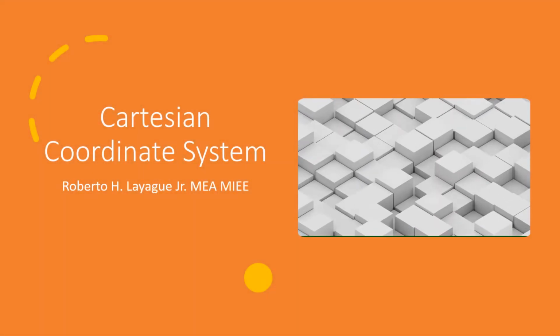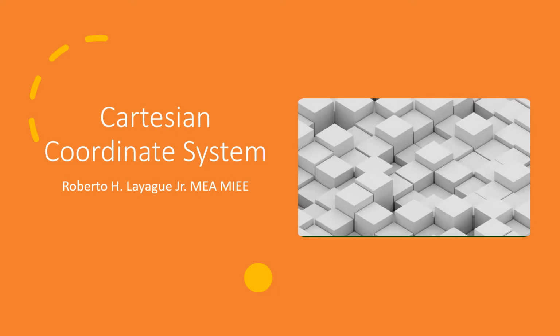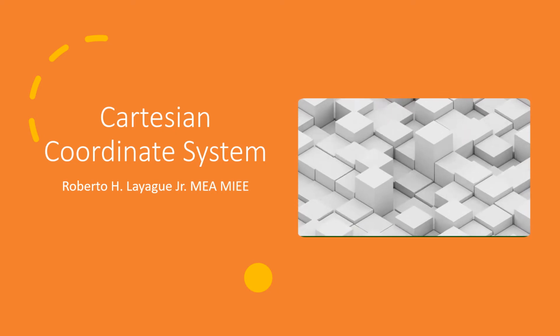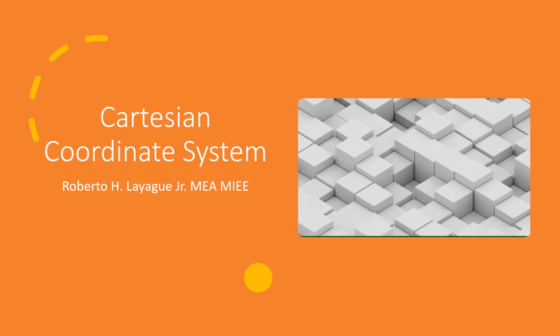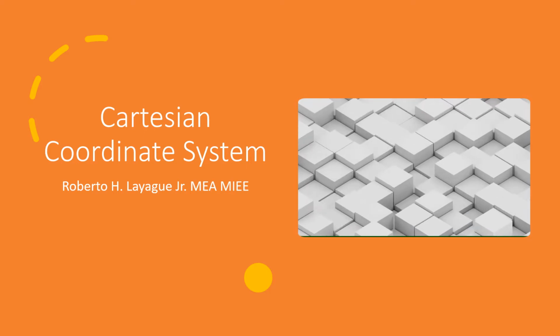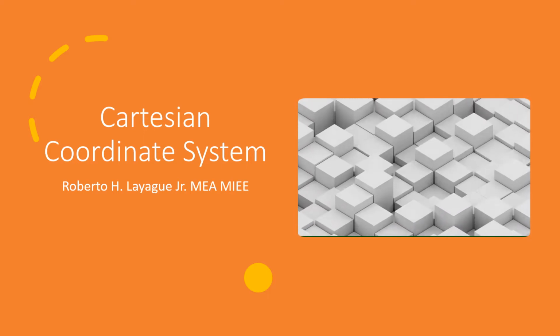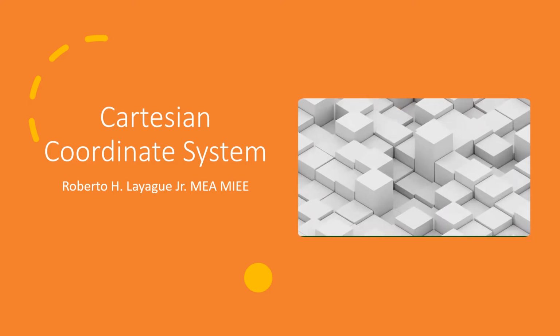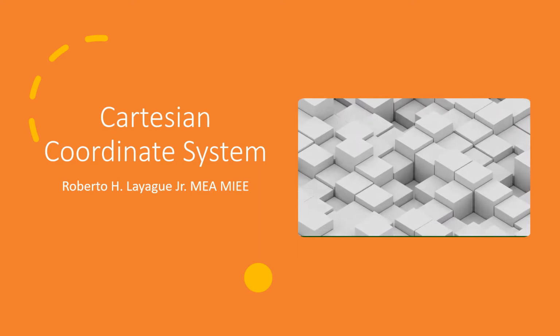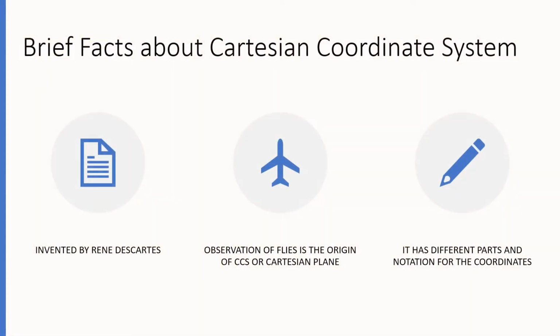We have this Cartesian coordinate system, also known as the Cartesian plane. What we have here is to identify the parts and how to plot the points in the Cartesian plane. Before we do those things, let's have some brief facts about the Cartesian coordinate system.